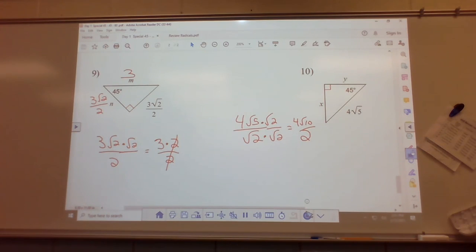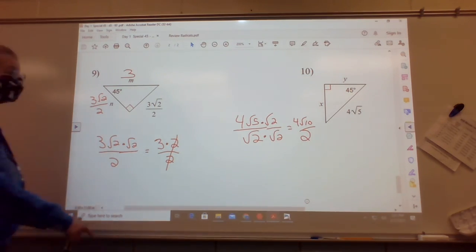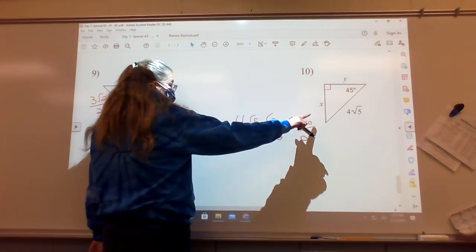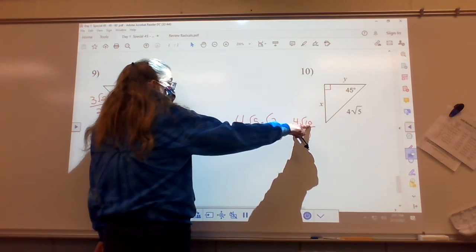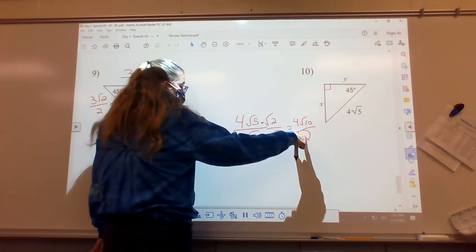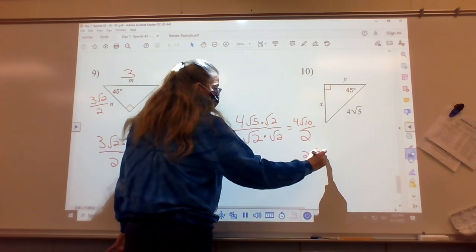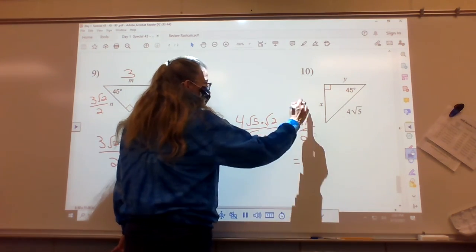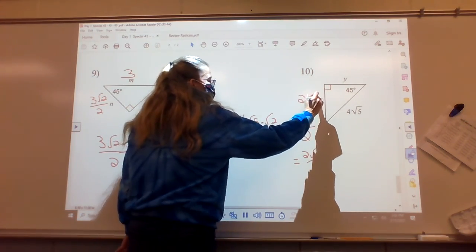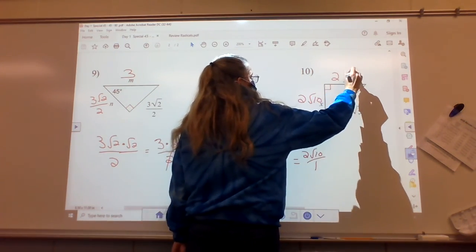Now remember, the last step on any of these is to reduce if I can. Can I do one final reduction on this thing? Yes. I can divide by 2. Again, don't touch the 10. The 10, it's there. Don't touch it. When you do the last reduction, you're only reducing the whole numbers. So I get 2 radical 10 over 1, but I don't even really need the 1. So 2 radical 10.